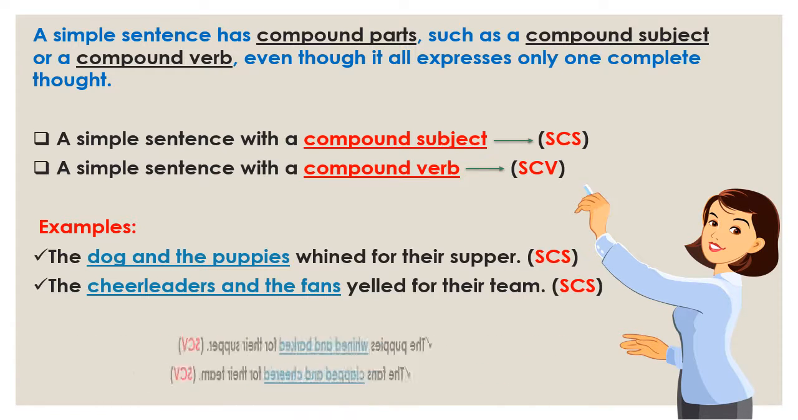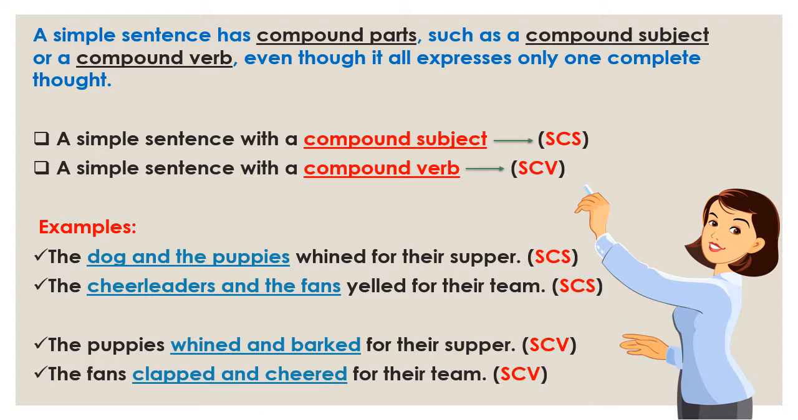Okay, and what about a compound verb? If we have a sentence with a compound verb, here are two more examples. The puppies whined and barked for their supper. Whined and barked. What do we have here? Two verbs together. So this is a simple sentence with a compound verb. What is the abbreviation for that? SCV.